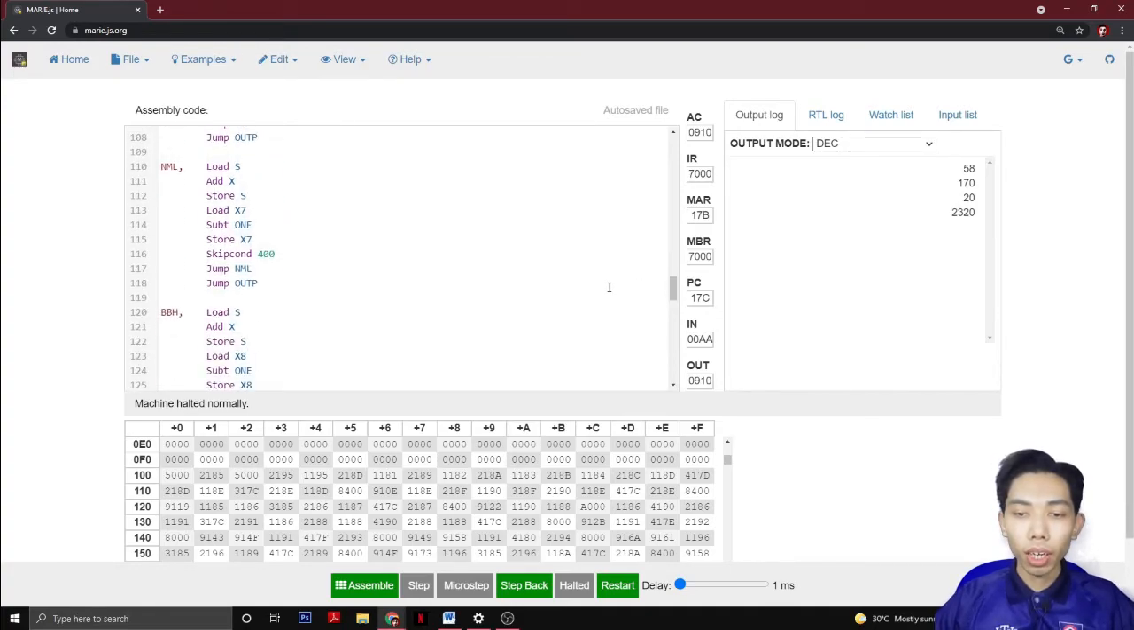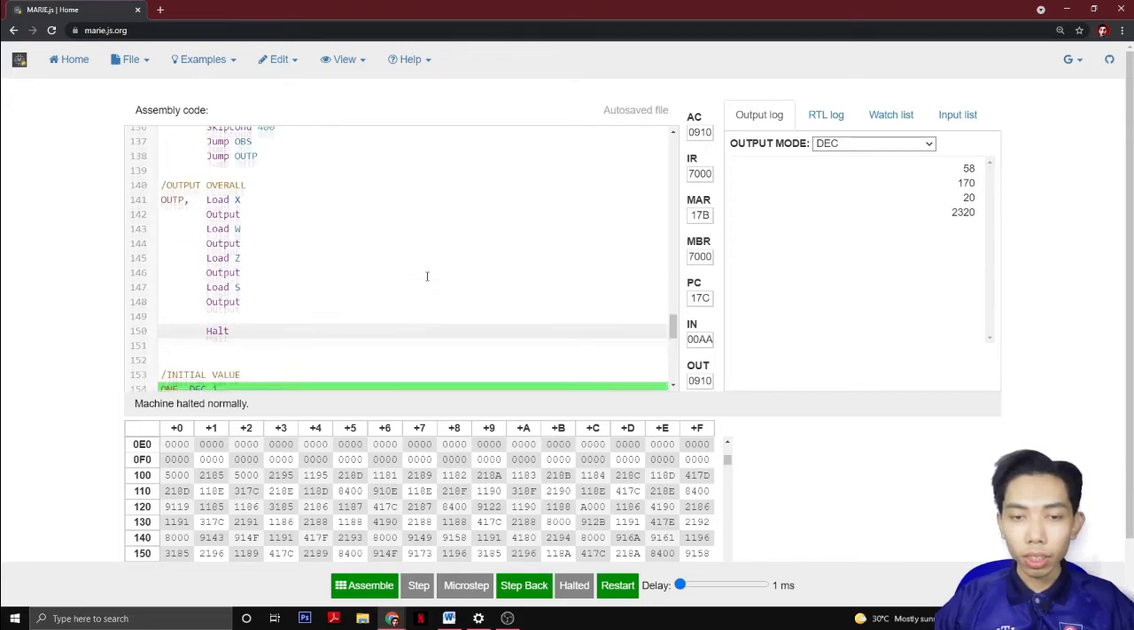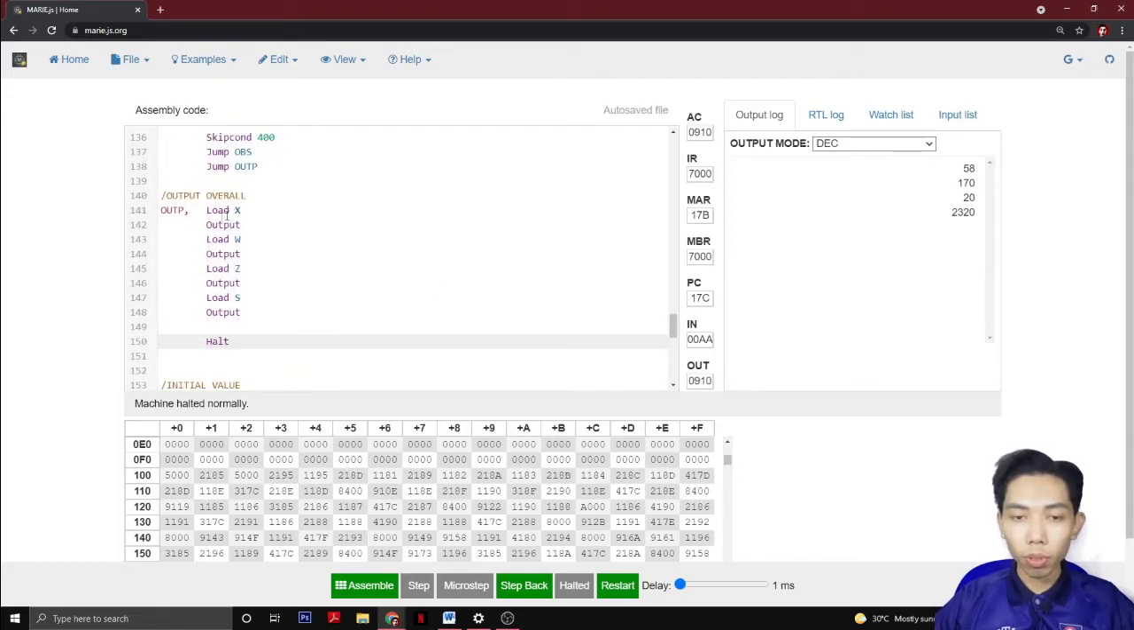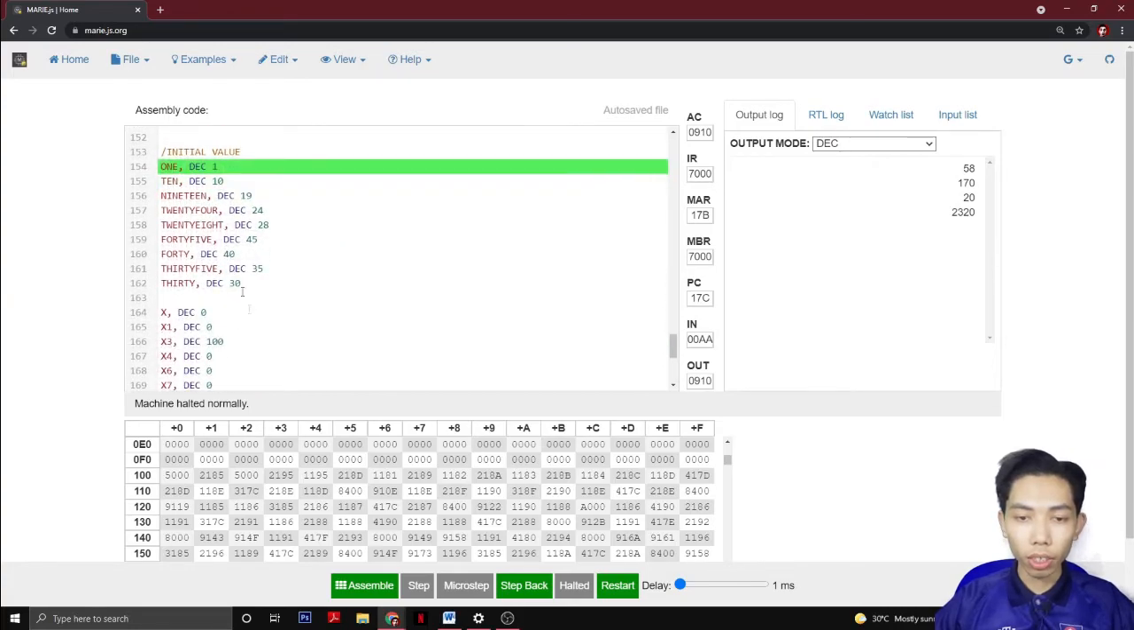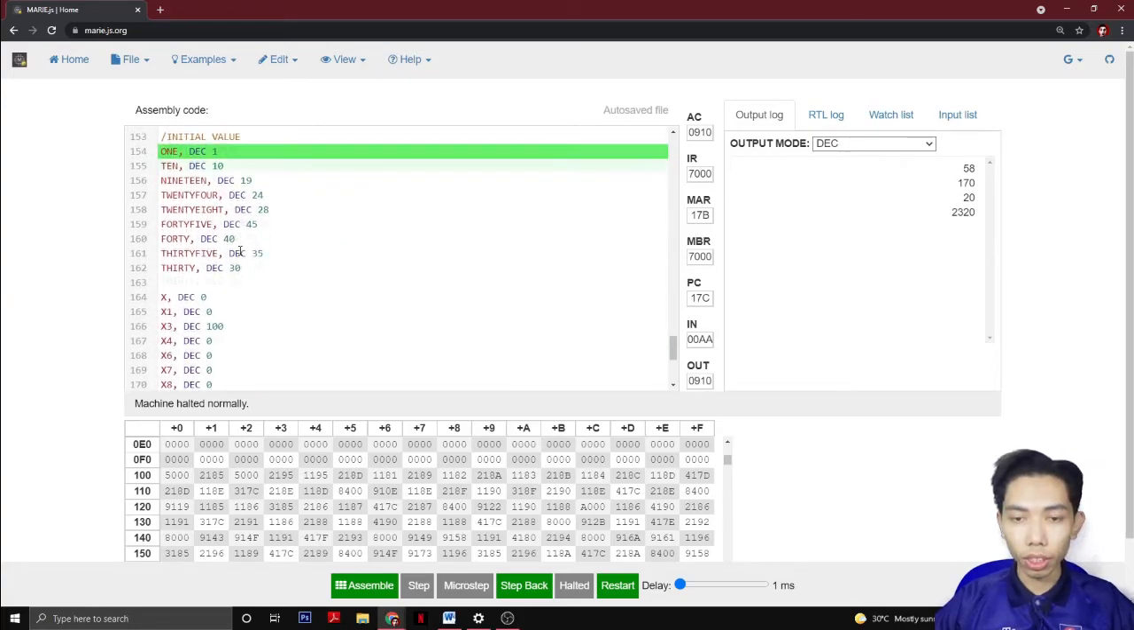This system is the last, which is the system will show all output and input to the user. The output that will show is X for height value, W for weight value, Z for BMI value, and S for calorie needed per person daily. And the last one is the system will stop with a hard comment. Next is the declaration of all characters with the initial value.